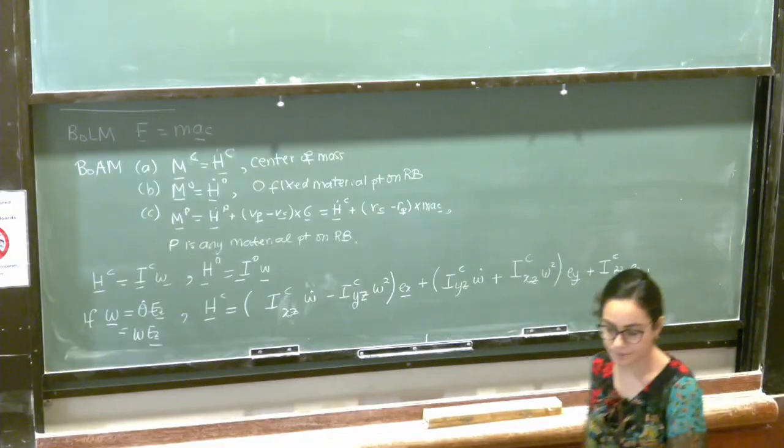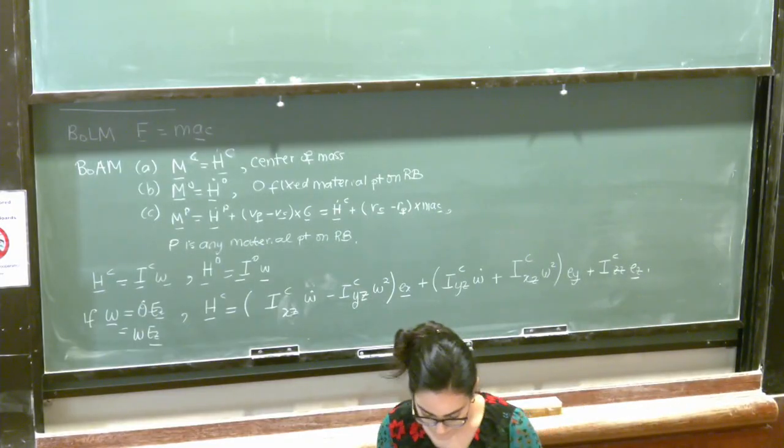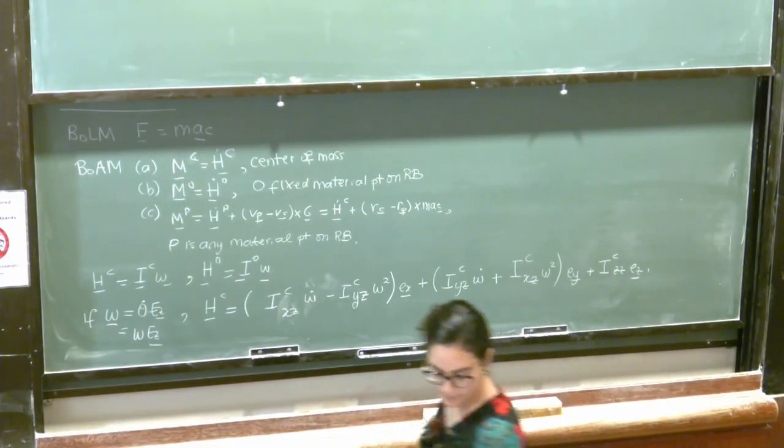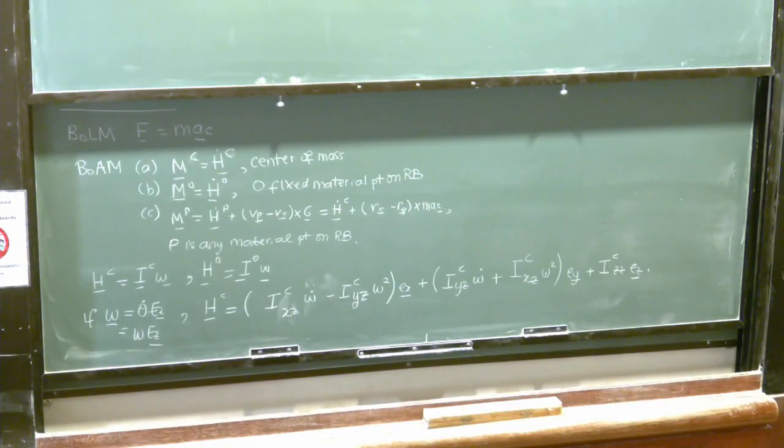Okay, I think now we have everything we need. So this is a general summary of the kinetics of a rigid body. We need the two balance laws, balance of linear momentum and balance of angular momentum, to solve for the motion of a rigid body. And we should be able to calculate all the parts of this equation.